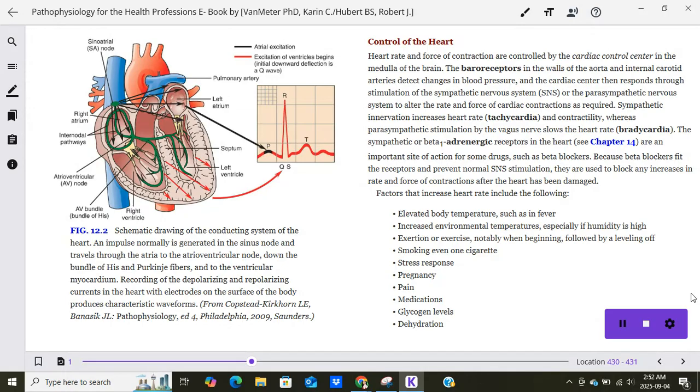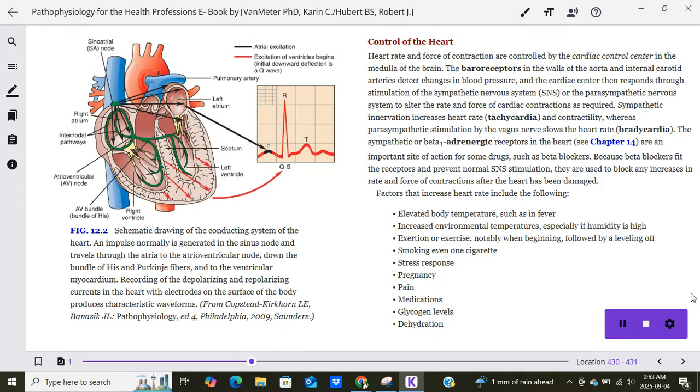Anatomical diagram illustrating the electrical conducting system of the heart with corresponding electrocardiogram waveform. The cross-sectional heart diagram shows the sinoatrial node located in the right atrium near the superior vena cava, labeled as the natural pacemaker. The pulmonary artery extends from the right ventricle, while the left atrium is positioned on the upper left. Internodal pathways are shown as green lines connecting the sinoatrial node to the atrioventricular node, which is located between the atria and ventricles near the septum.